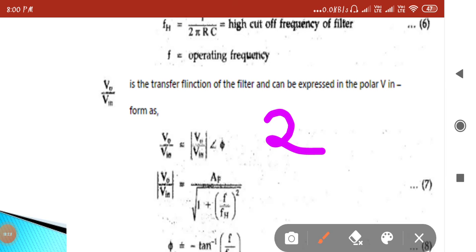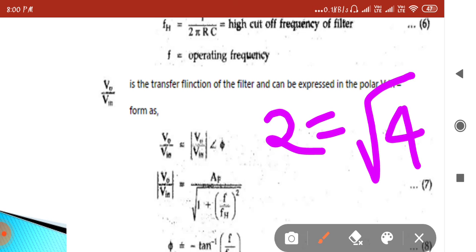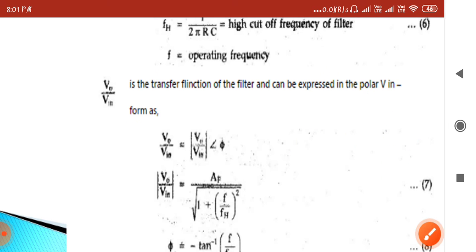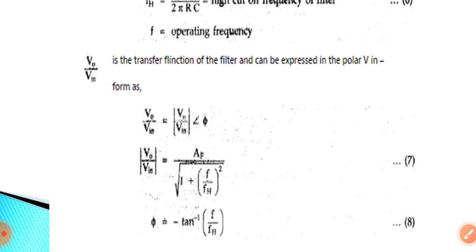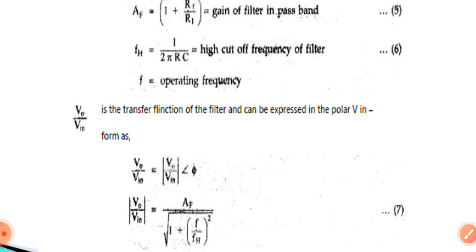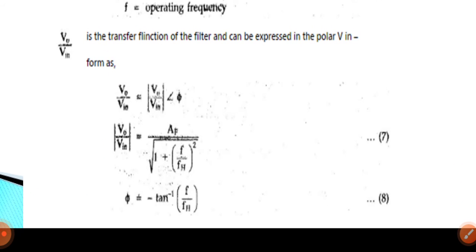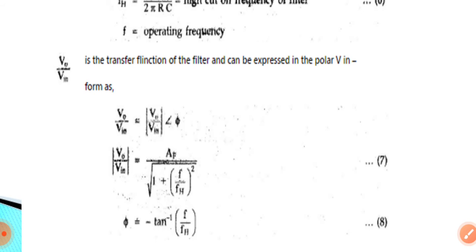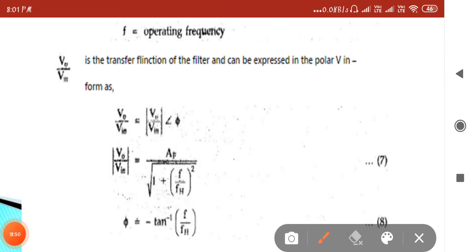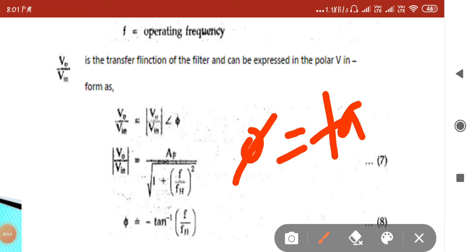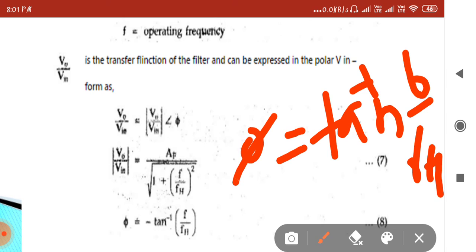I want to write it here, otherwise root 4. That's the same way you have to take the square on that one. This equation, f divided by fh, I am going to take that one. Phi value equals tan inverse of f divided by fh, I am going to take.